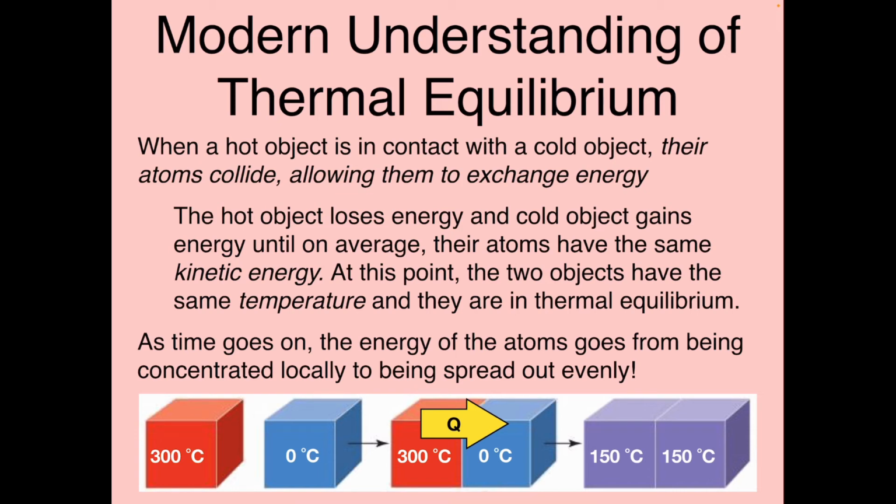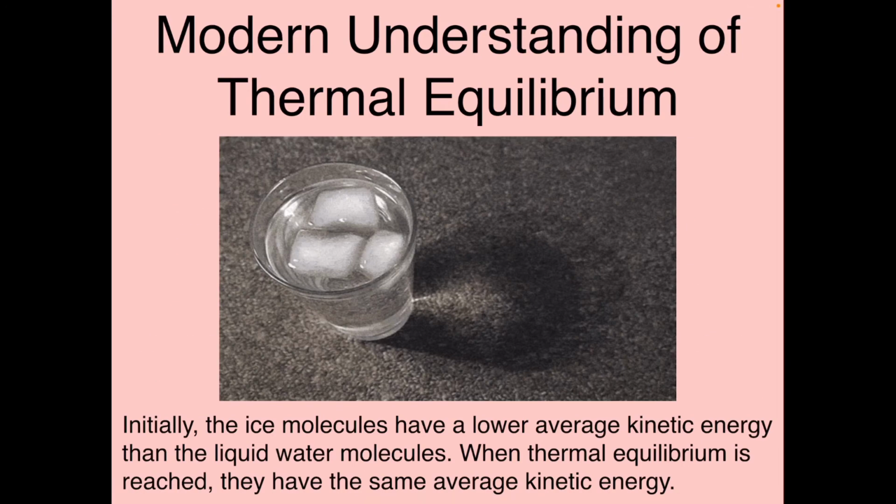So we don't need some sort of mysterious substance called a caloric to make this work. We can understand thermal equilibrium just in terms of the random motions of the atoms and molecules that make up an object. And the big picture of this is, as time goes on, energy goes from being concentrated in hot regions to being more spread out evenly when thermal equilibrium is reached. Okay, that's the idea.